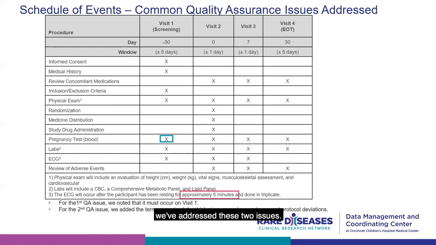So in the second slide, we've addressed these two issues. We've added a PT to be done at visit 1 or screening. And then we've added the term approximately to the footnote to give some leeway for collection of ECG and to prevent protocol deviations.